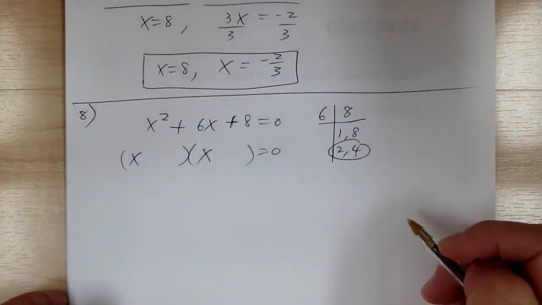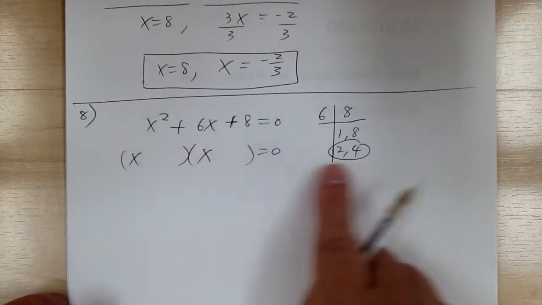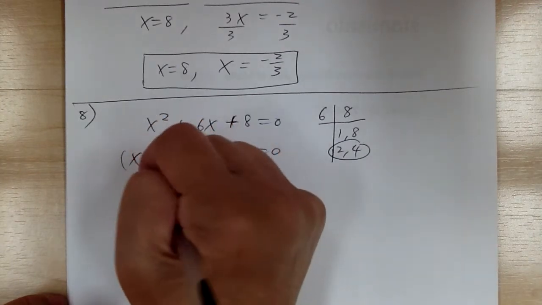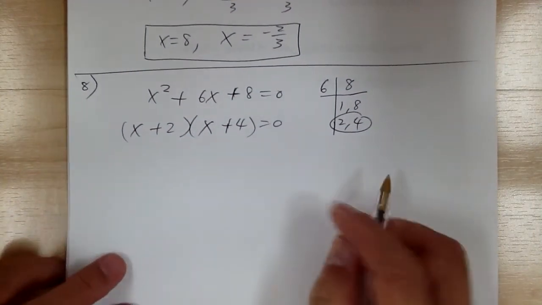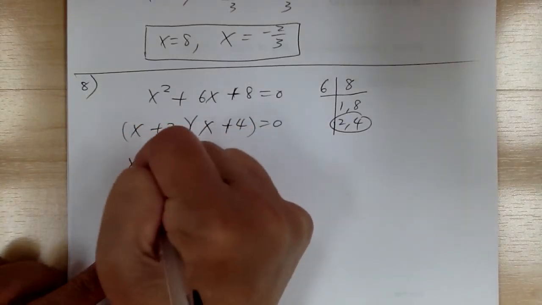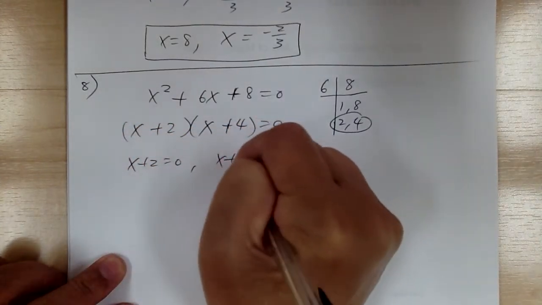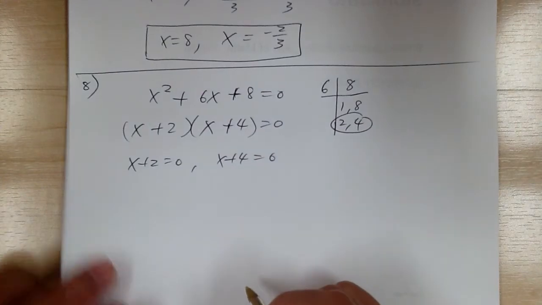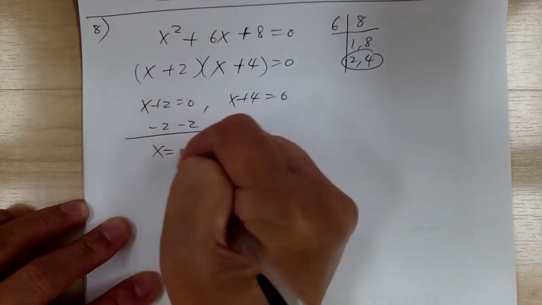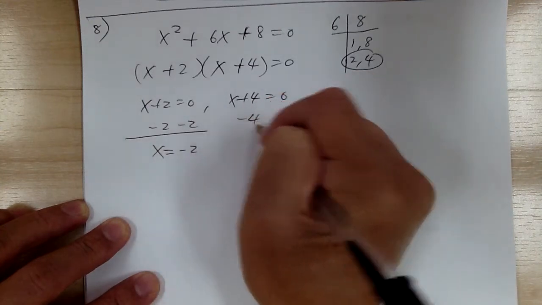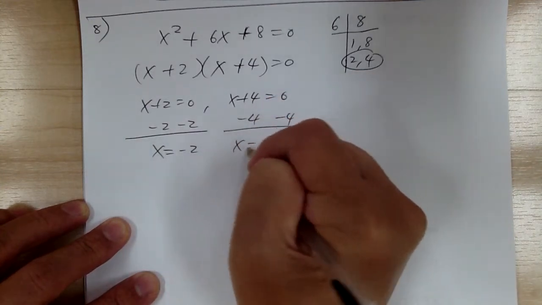Okay, so you have x and x. Since there's no number in front, whatever you get is whatever you put in here. So it would be plus 2, plus 4. And after you factor, you set each one equal to 0. And then you go and solve. So minus 2 on each side, so x equal to negative 2. This one you minus 4 on each side, so you got x equal to negative 4.